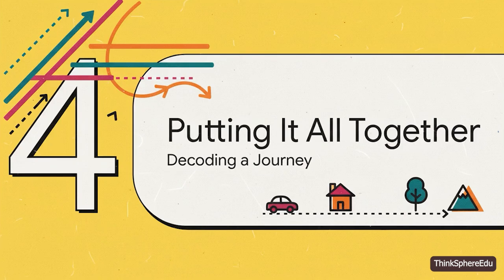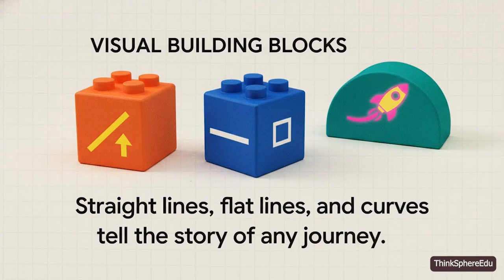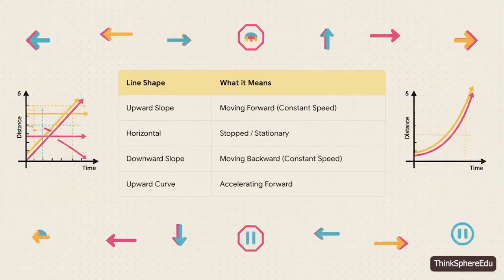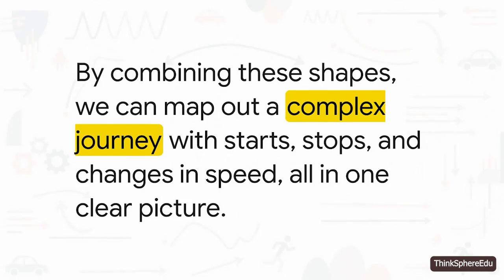All right, so now we've learned the language of these graphs. We know what all the different lines mean. Let's try putting it all together and see if we can decode a whole journey. These different shapes, the straight lines, the flat lines, the curves, they're basically the visual building blocks for telling the story of any trip. Each one tells you a piece of what's happening. So, this is basically your cheat sheet. An upward slope, you're moving forward at a constant speed. A horizontal line, you're stopped. Downward slope, you're heading back. And an upward curve, that means you're accelerating, you're speeding up. And when you put all these pieces together, you can tell the story of a whole complex journey. You can see when they started, when they stopped, when they turned around, all of it, just by looking at one graph.